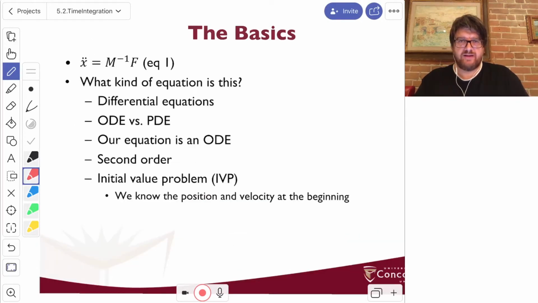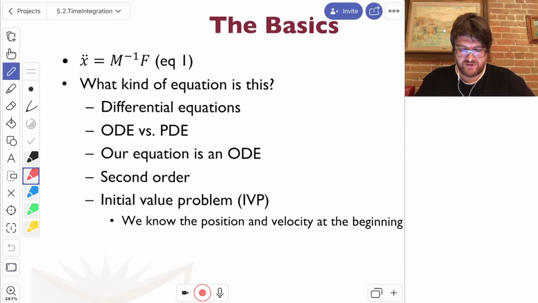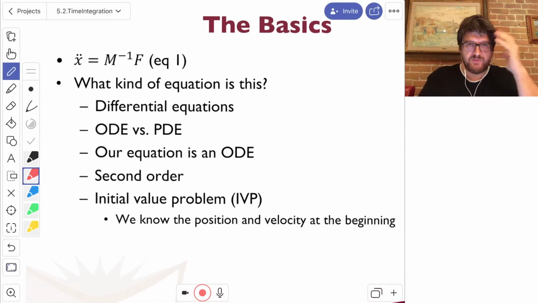So now that we have figured out the variables in this equation, let's see what kind of equation this is. This is what we call a differential equation. A differential equation is an equation which solves for some functions, and the terms depend not only on the value of the functions but also on their derivatives. In this case, the second derivative of x with respect to time equals something.